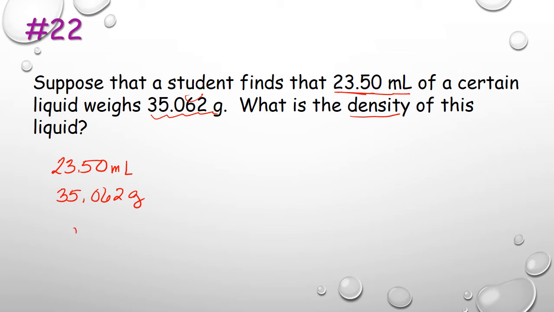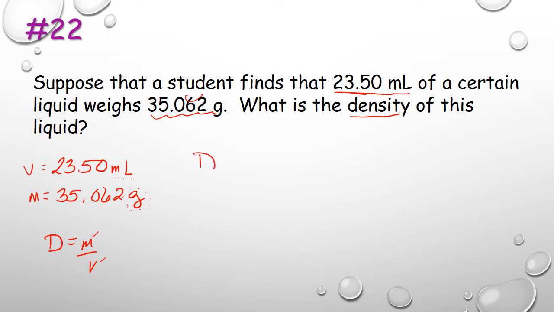Well, I happen to know that density is equal to mass divided by volume. But what I really need to do is figure out, do I have mass and do I have volume that I can actually use in this problem? The 23.50 milliliters, the milliliters should be a clue that this is volume. Mass. Well, over here I have grams, so that should be a clue that this is your mass. Well, I've got mass, I've got volume, so I'm pretty sure I can solve for density now.